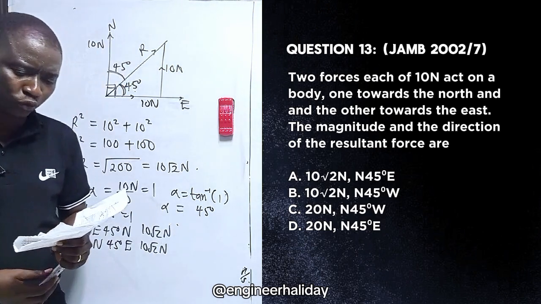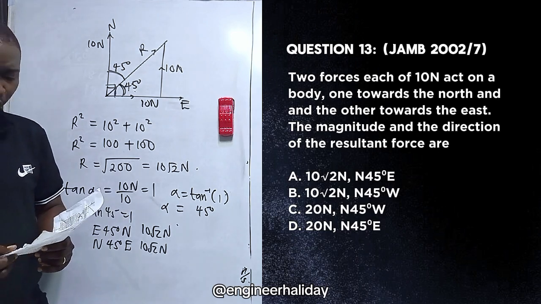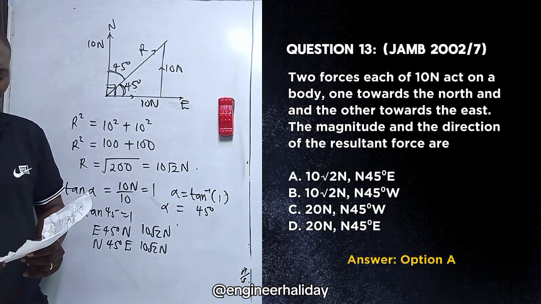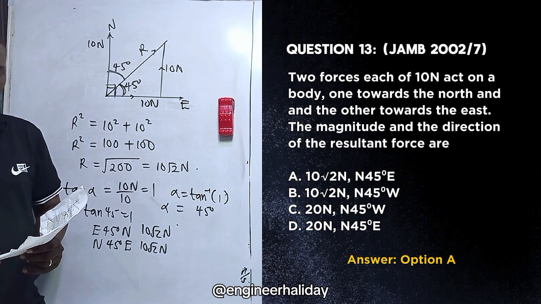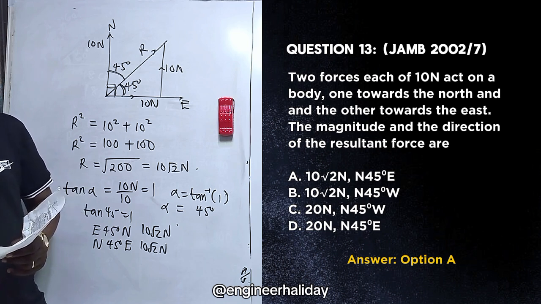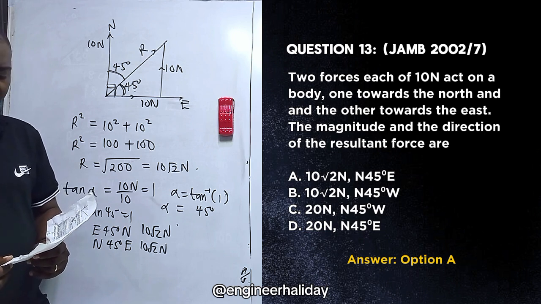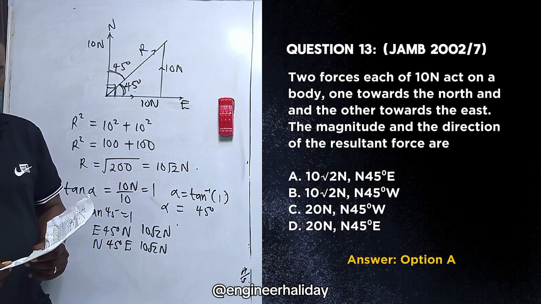We have option A, 10 root 2 Newton, north 45 degree east. Yes, correct. This says 10 root 2 Newton, north 45 degree west. No. 20 Newton, north 45 degree west. No. 20 Newton, north 45 degree east. That is option D. No. So the answer is option A, 10 root 2, north 45 degree east.